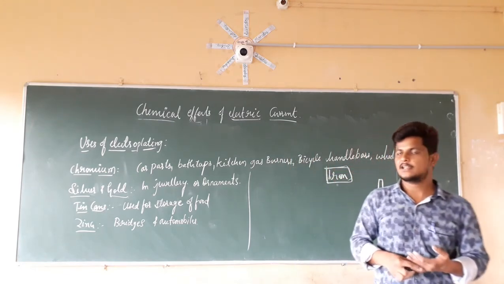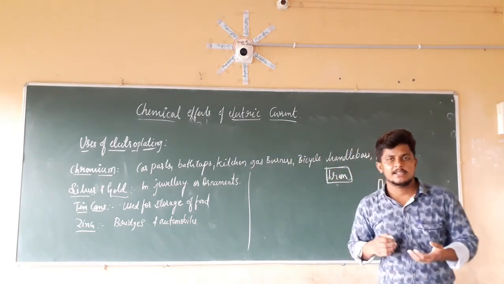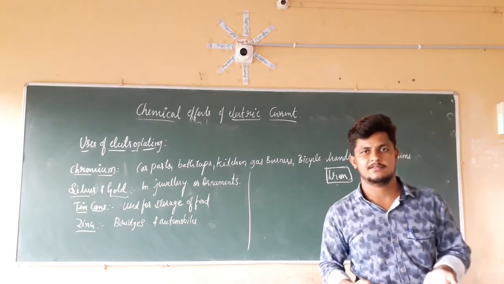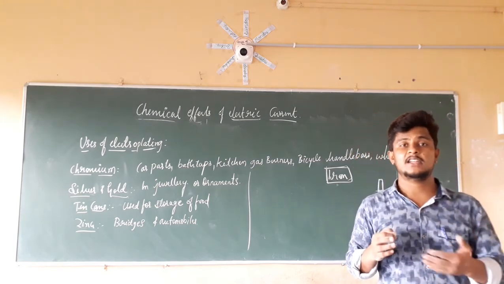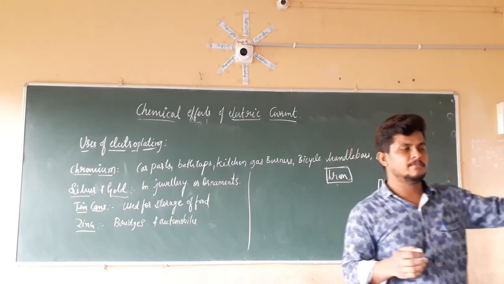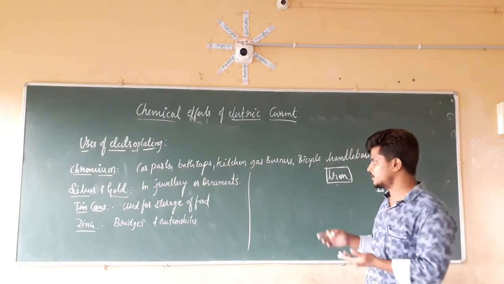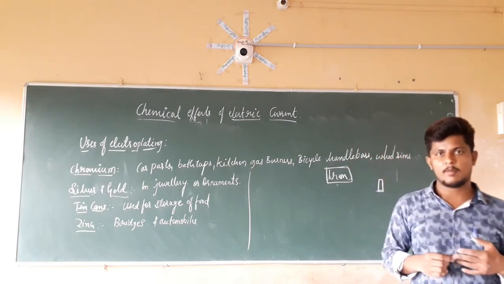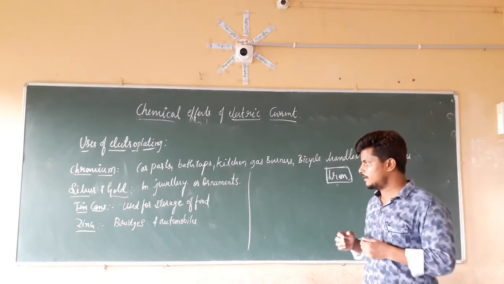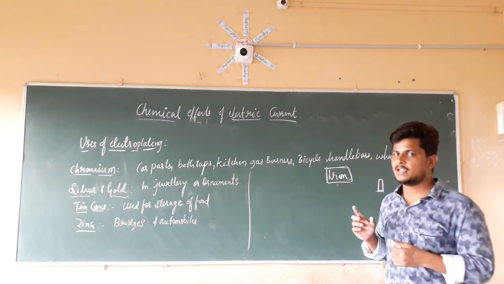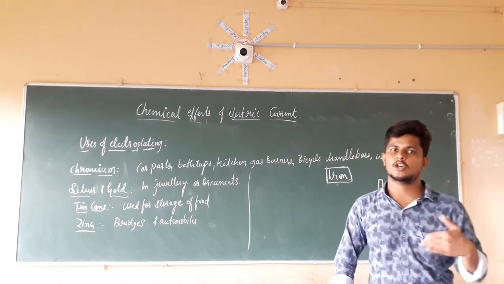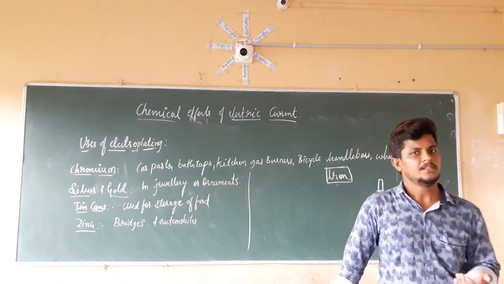In the same manner, in bridges and automobiles, we have already seen that the requirement of iron is very high. We use iron in very high amounts for building bridges and in the same manner for making automobiles. If you check the properties of iron, iron corrodes easily.